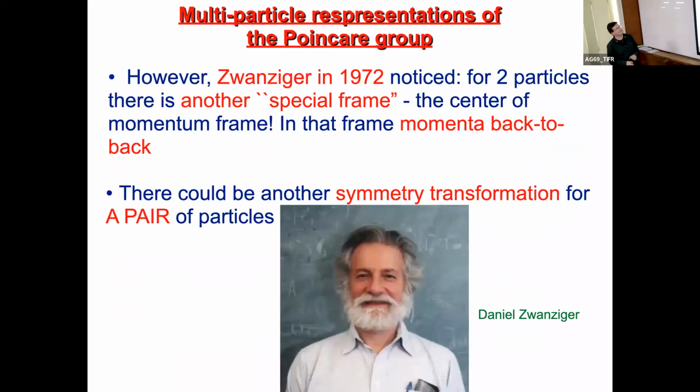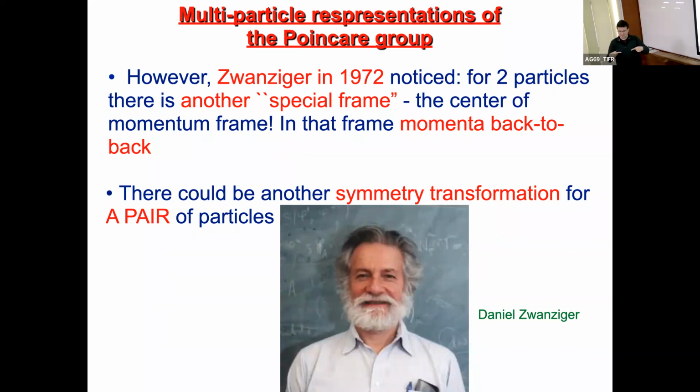Okay, so here is our hero for today, Daniel Zwanziger. He was actually thinking about this question in the 1970s. And he already noticed the essence of what I'm going to be talking about, which is that when you have two particles, in particular we are going to be talking about the monopole and the charge, but for now it's generically two particles, there's actually another special frame. And that's the center of momentum frame for these two particles. When you have two particles, there always exists a frame where the momenta for these two particles are back to back.